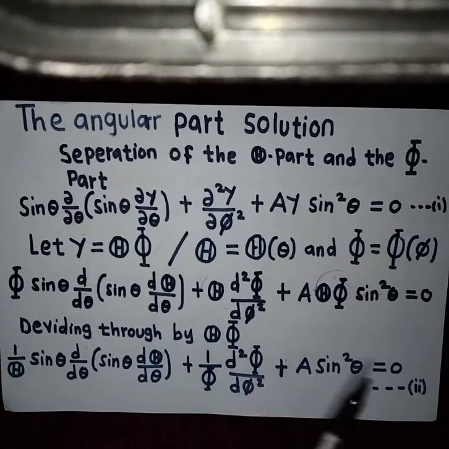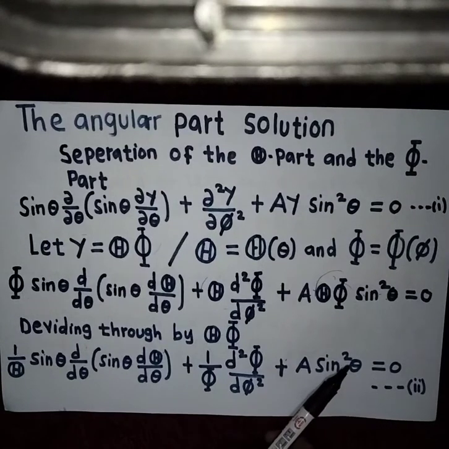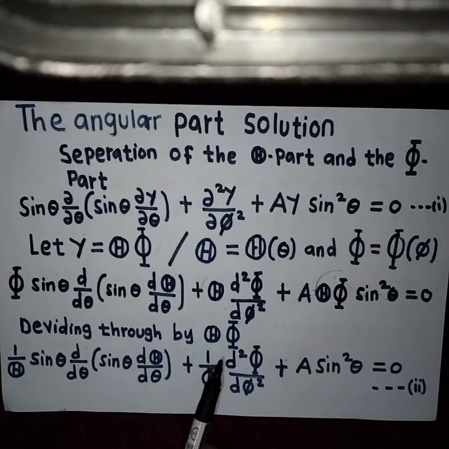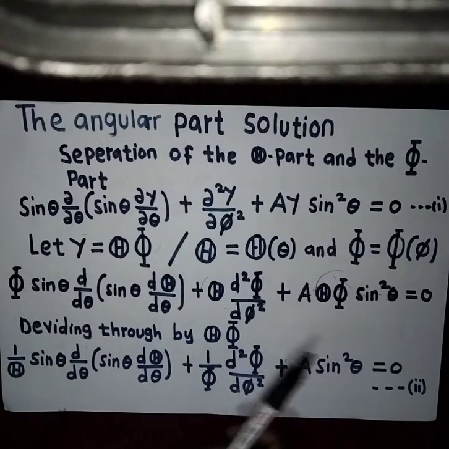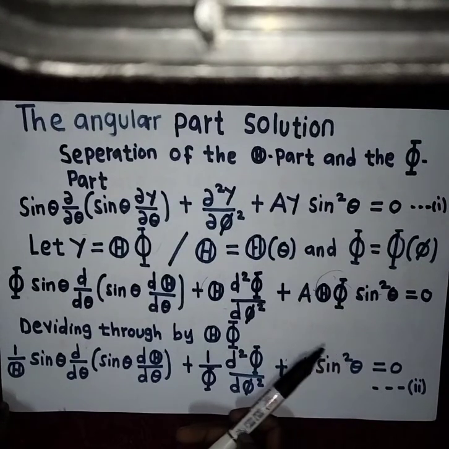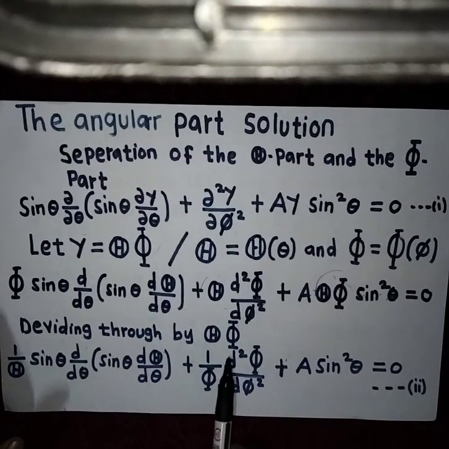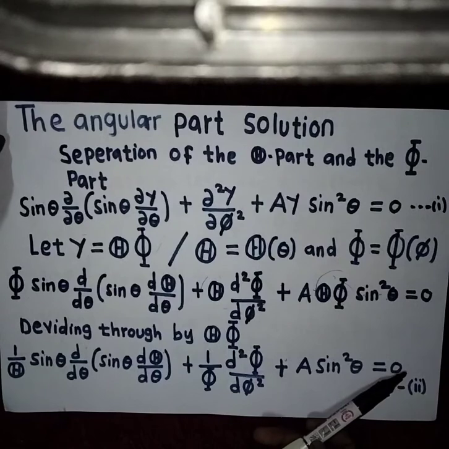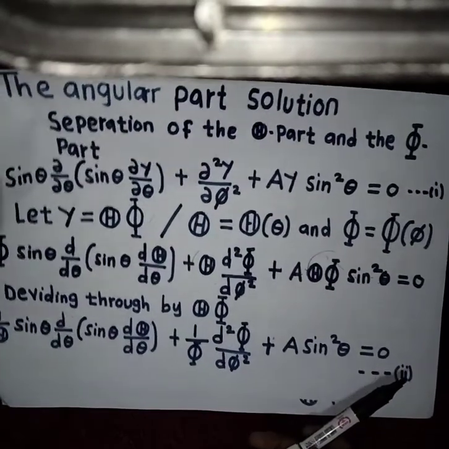If I have these two parts, look at the first term: it is dependent on theta. The third term is dependent on theta. I collect them together. The second term is dependent on phi, so that one I collect separately. Let me take the ones dependent on theta on the left hand side, and the ones dependent on phi on the right hand side. Let's see what we're going to have.